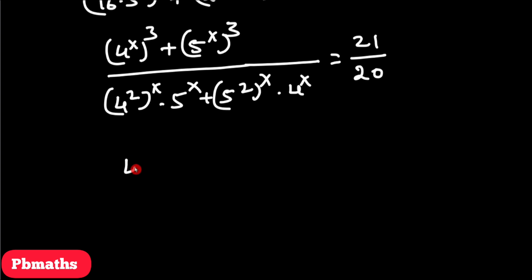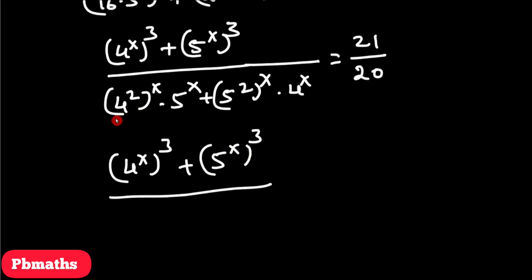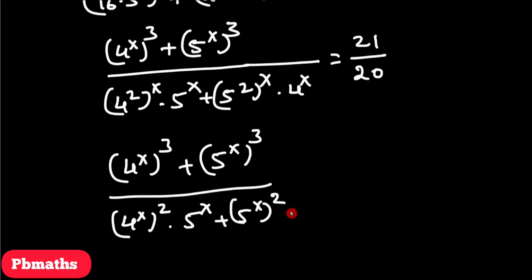Now let's rewrite that numerator part as it is, (4^x)^3 plus (5^x)^3, whole divided by, we can write this (4^2)^x as (4^x)^2 times 5^x, plus (5^x)^2 times 4^x equals 21/20.